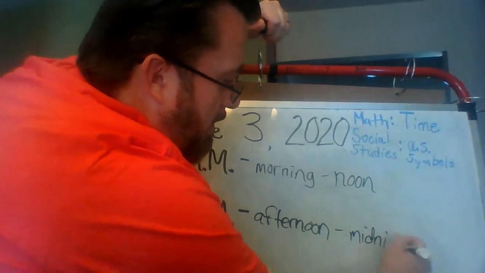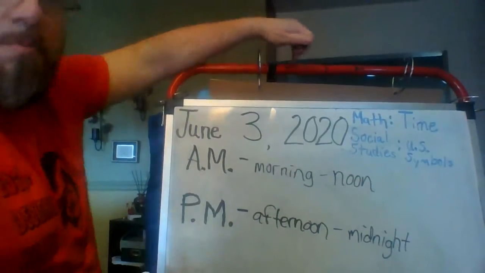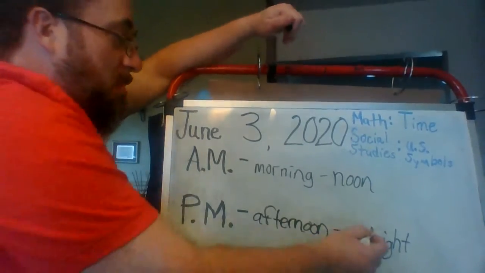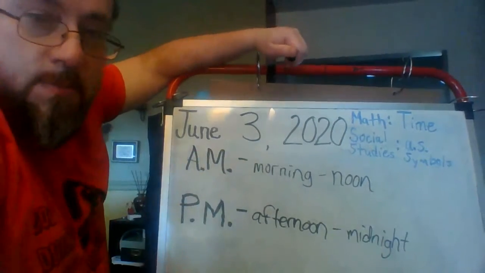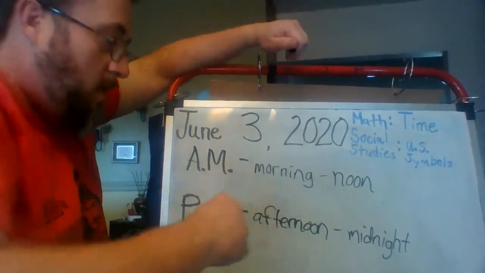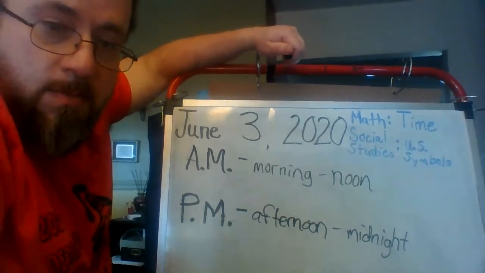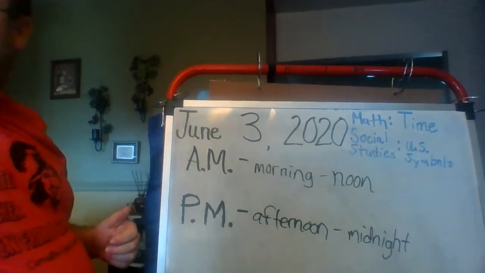Midnight, 12 o'clock in the morning, 12 o'clock at night when it's dark out, is midnight. That is the first AM time. So midnight starts the morning, noon starts PM.